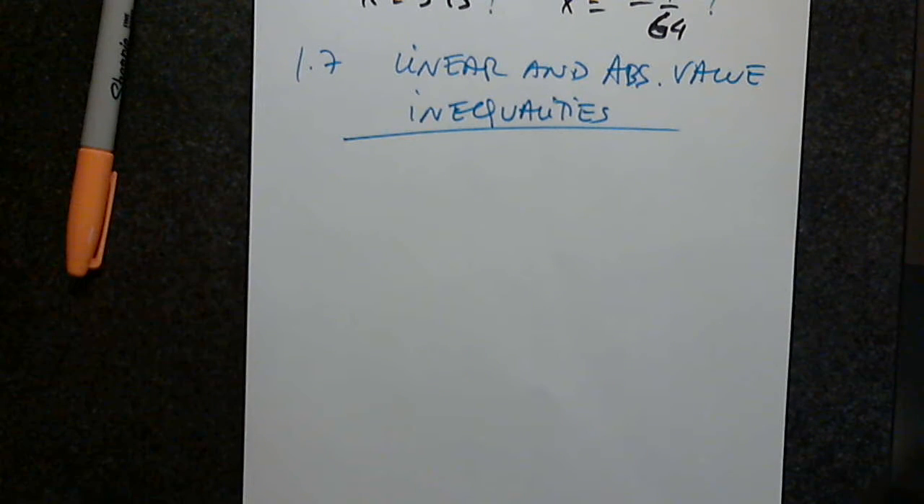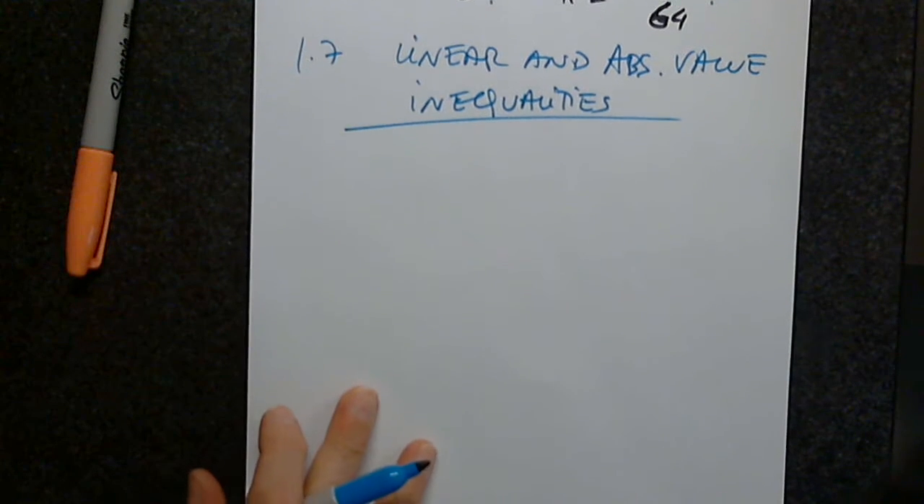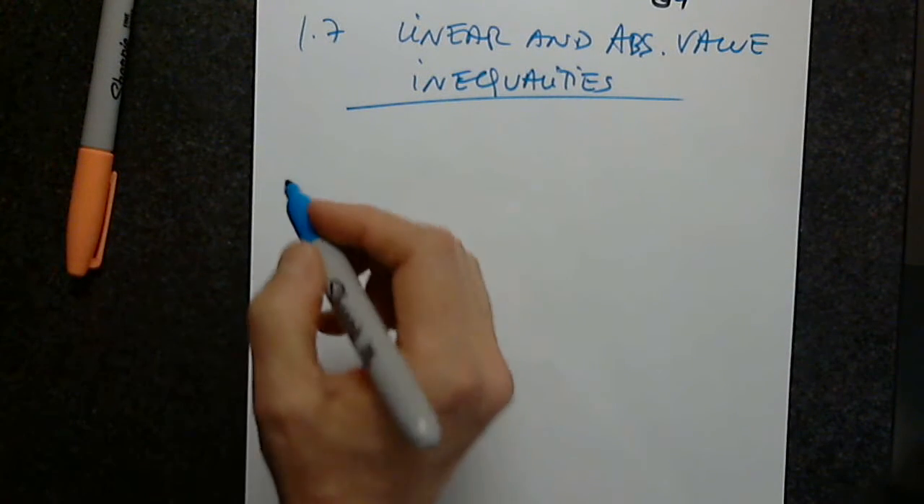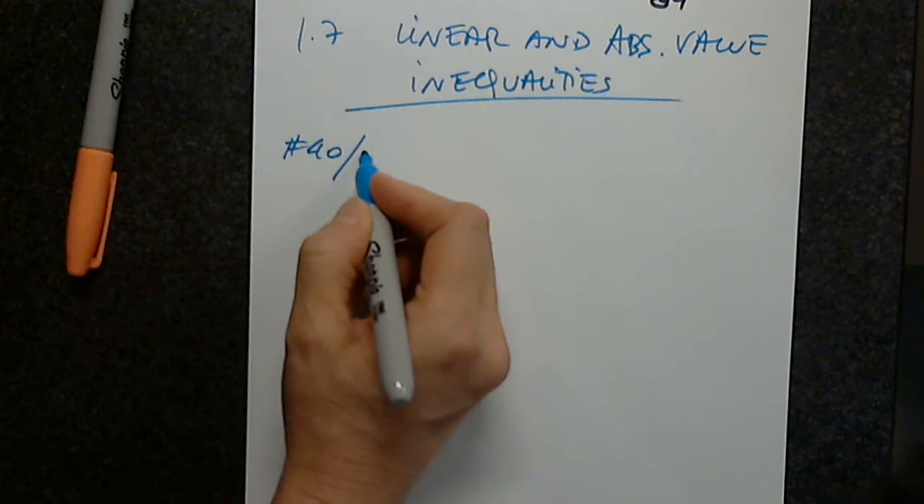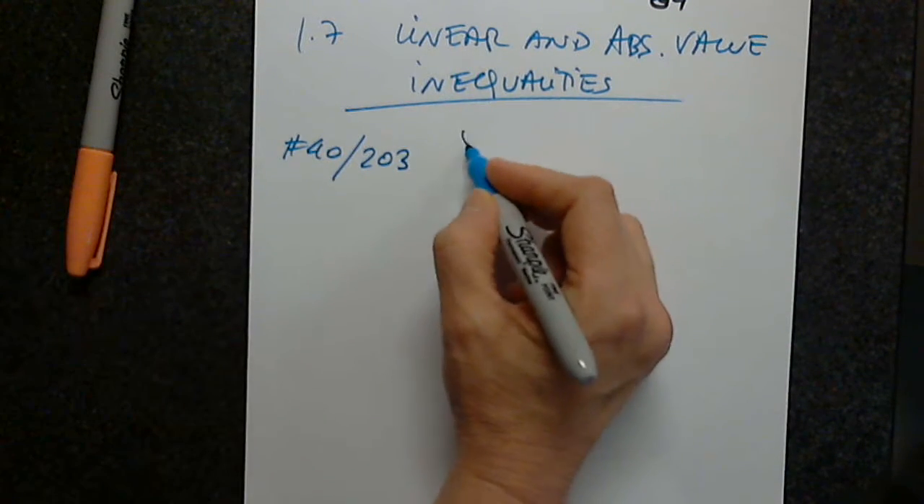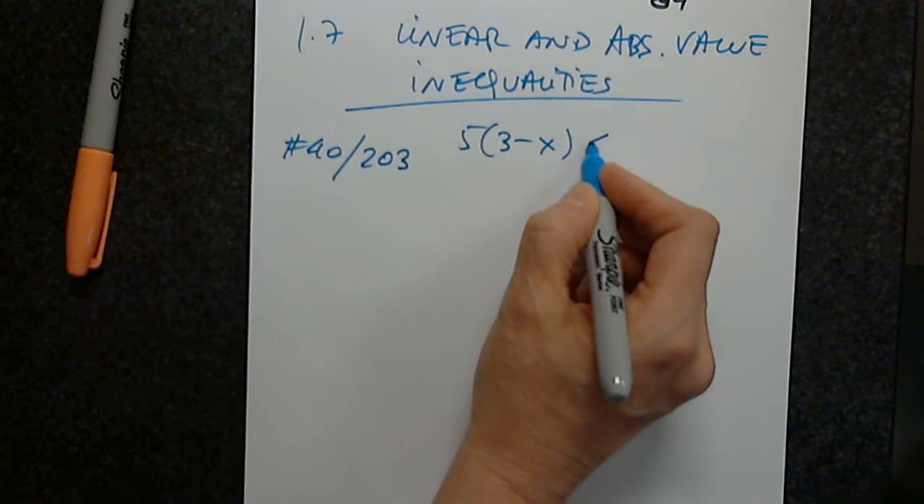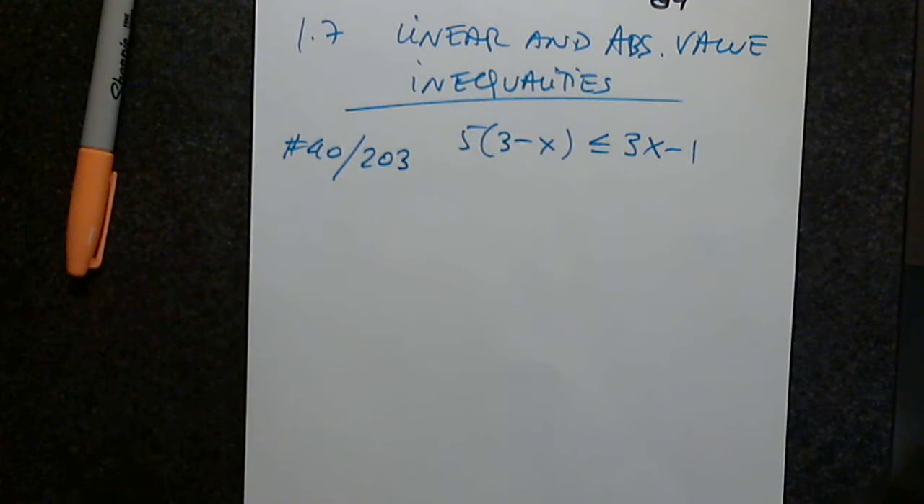Okay, linear should be pretty straightforward. So let's look at an example. Let's say 40 on page 203, in which we have 5(3 minus x) less than or equal to 3x minus 1. This is a linear inequality. It doesn't have anything else, just power 1 for the variable, so it must be linear.